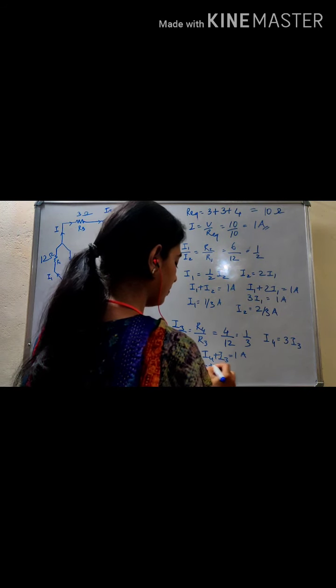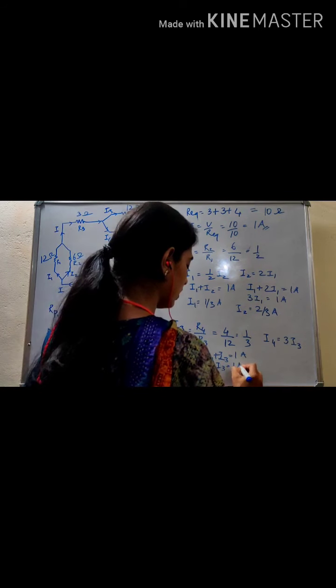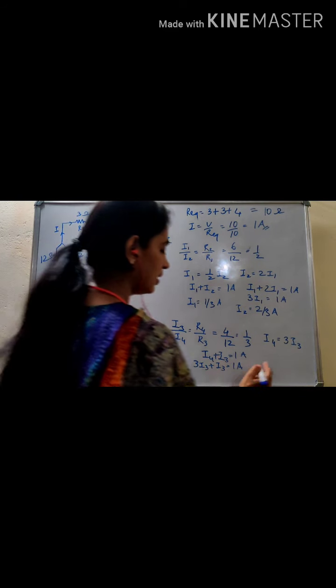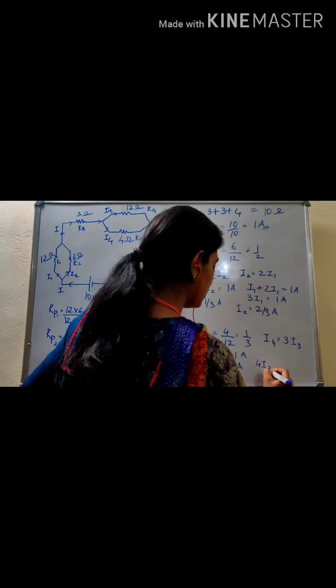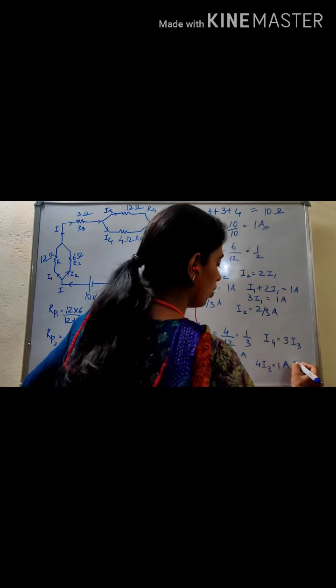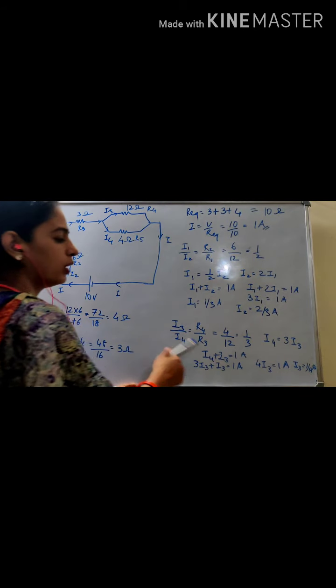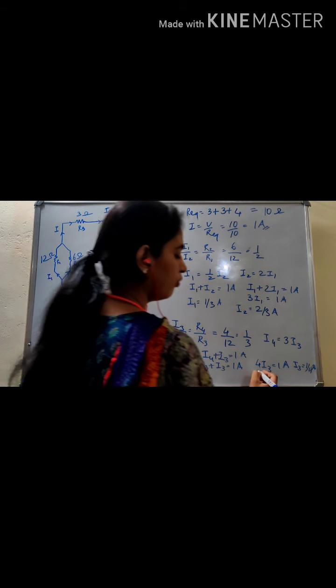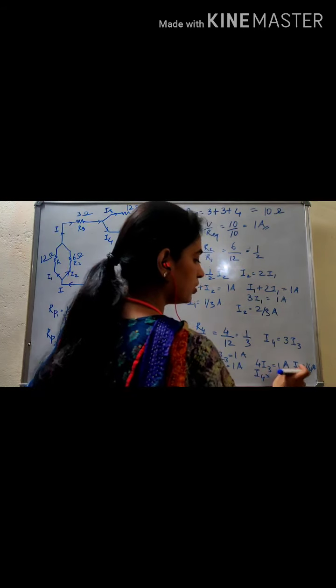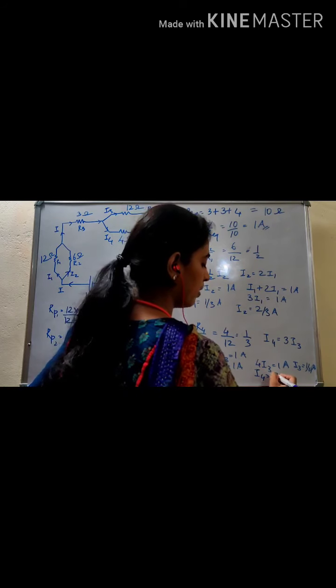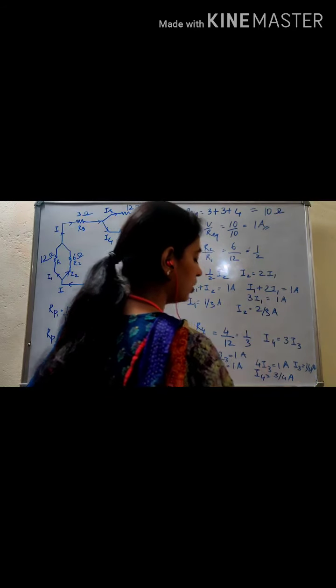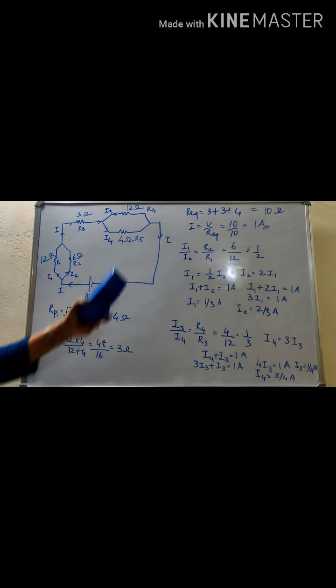So 3I3 plus I3 is equal to 1 ampere. 3I3 plus I3 is 4I3 is equal to 1 ampere, or I3 is equal to 1 by 4 ampere. So you got I3 as 1 by 4. So I4 will be equal to 3 times 1 by 4, that is 3 by 4 ampere. So you got the current across all the resistors.